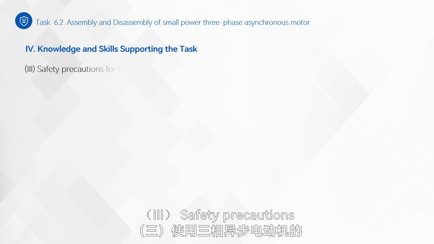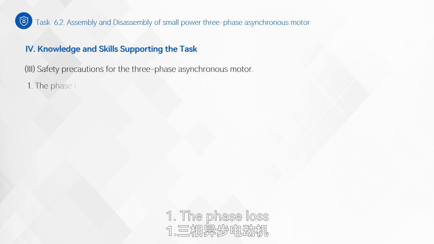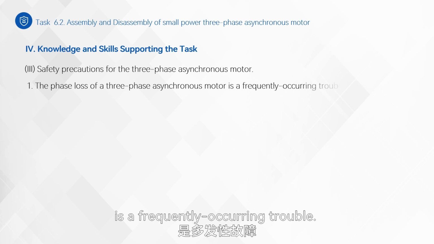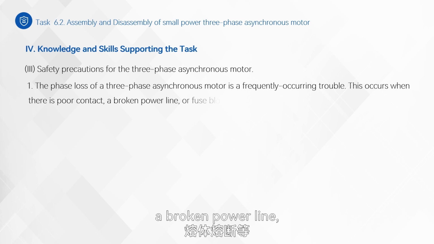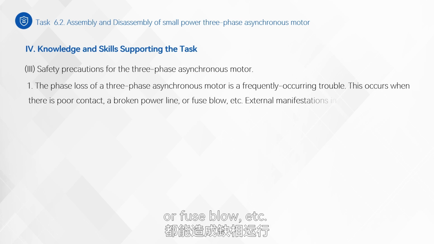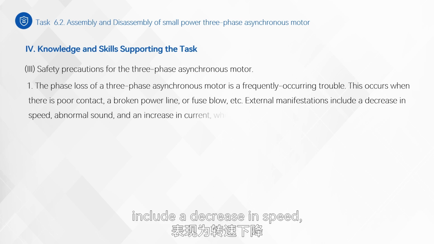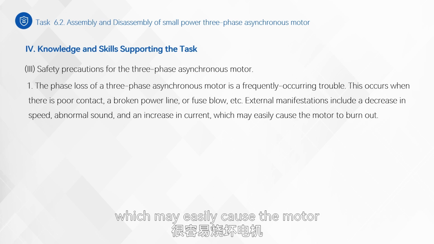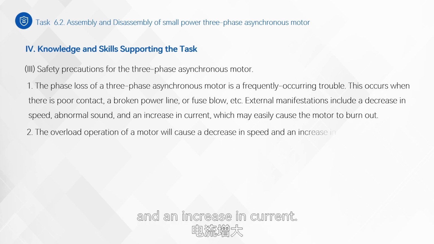3. Safety precautions for a three-phase asynchronous motor. 1. The phase loss of a three-phase asynchronous motor is a frequently occurring trouble. This occurs when there is poor contact, a broken power line, or fuse blow, etc. External manifestations include a decrease in speed, abnormal sound, and an increase in current, which may easily cause the motor to burn out. 2. The overload operation of a motor will cause a decrease in speed and an increase in current.